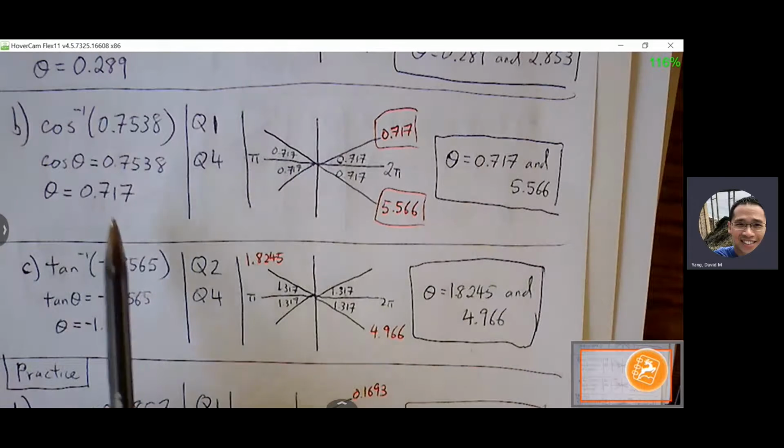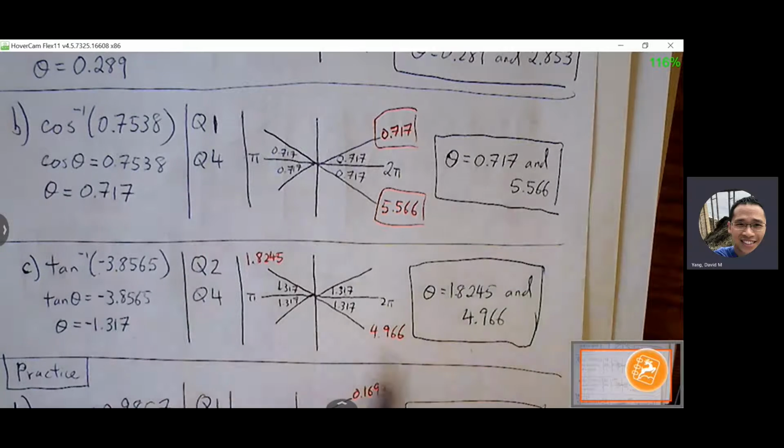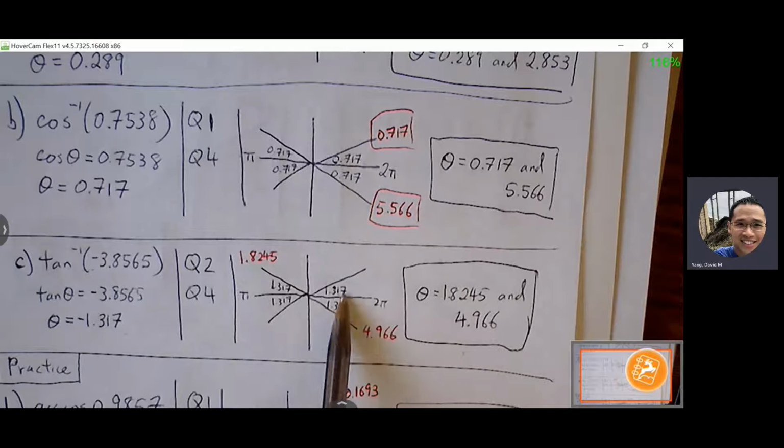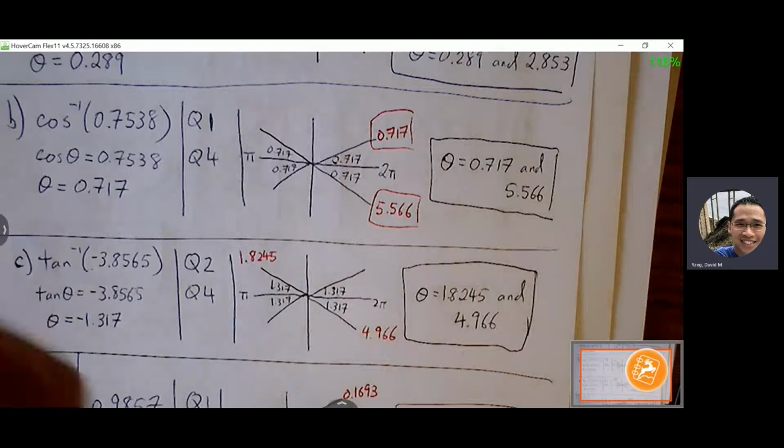But if you get a negative tangent or cosine or sine, then the first quadrant may not be used. Okay. But the reference angle is still important, right? We still want to use those to help us find the other quadrants that we're looking for.